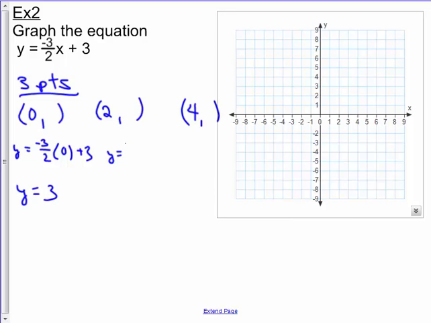When I plug in 2, the 2's are going to cancel out.